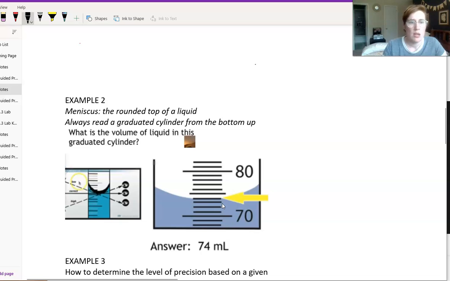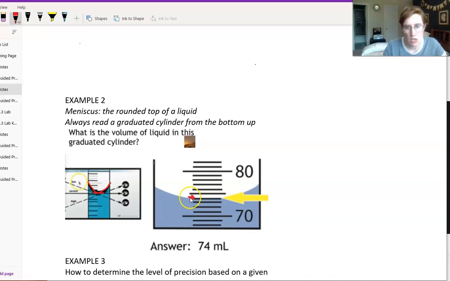Here's an example of a graduated cylinder. A graduated cylinder is a cylinder that contains liquid, and we measure the volume of the liquid. In a graduated cylinder, liquid will always form a meniscus, which is this rounded top of a liquid. And when we measure, you might be confused thinking, well, where am I measuring on this line since it's not straight? You always measure on the bottom of the meniscus. So here's our meniscus here. We're going to measure on the bottom, and you can see it's right at this line.